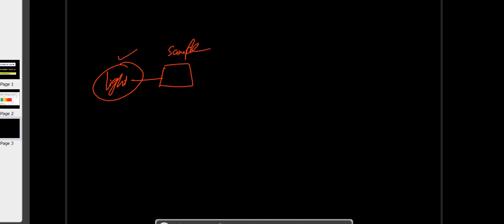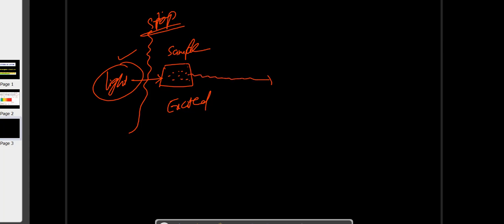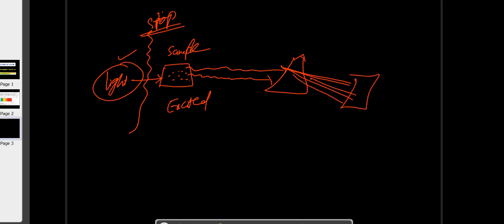We are taking light. The light is falling on the sample, XYZ compound. Now it is undergoing an excited state. So now we are stopping this light. These excited substances are now radiating energy. This energy is sent through the prism and it is giving some spectrum. This is called emission spectrum.